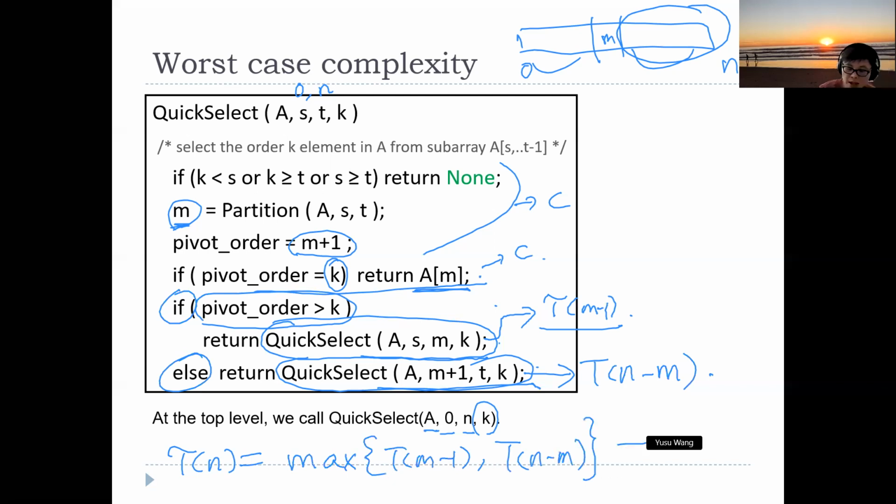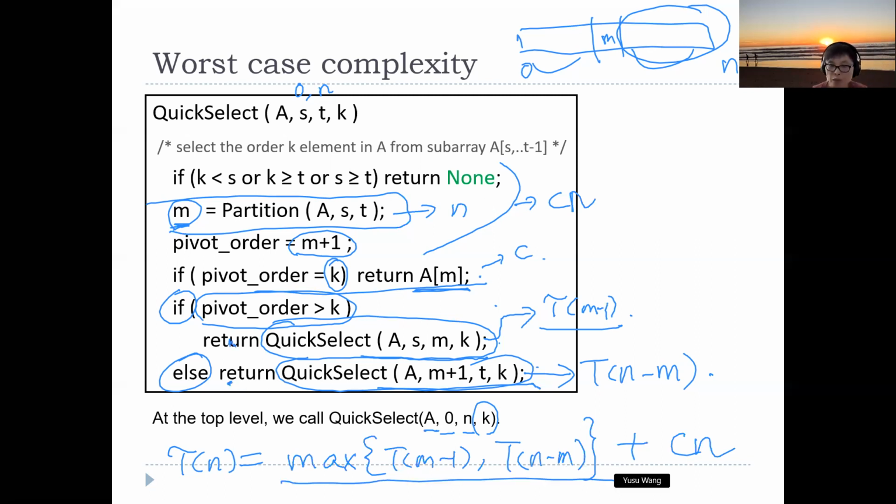And everything else is constant. Oh, sorry, I forgot to say, this is not constant. The partition is linear, sorry. So everything else takes only linear time. So here's cn, sorry about that. So the trick here is that among these two choices, you go to the worst. You look at the maximum of them. So this is your worst case time complexity recurrence. Okay, questions?